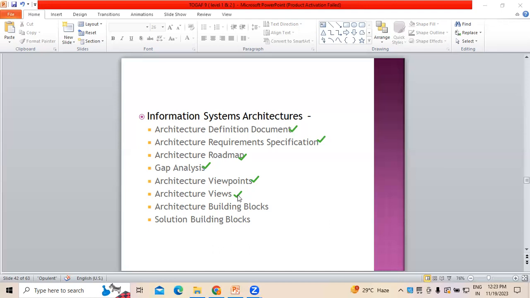At the same time, developing architecture building blocks for information systems architecture, followed by developing solutions and building blocks for the solutions, is also a key and prominent element. So these are the things that come under information systems architecture. Being people who work under TOGAF or from an architectural perspective, this sort of knowledge and clarity is essentially needed by anyone.